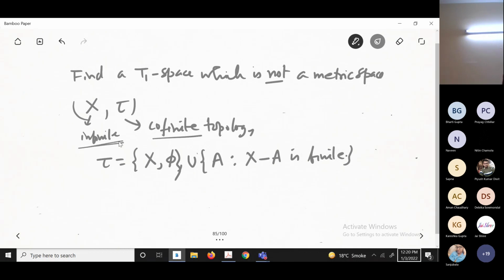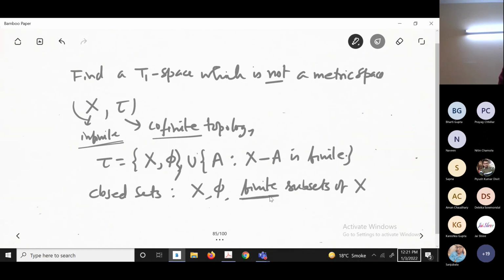Why am I taking infinite? Because if you take finite, it will give you the discrete topology. That will be metrizable, coming from the discrete metric, so that will be a metric space. So if you take an infinite set with the cofinite topology, then it is not discrete. Here the closed sets are X, phi, and finite subsets of X. So particularly singletons are closed.